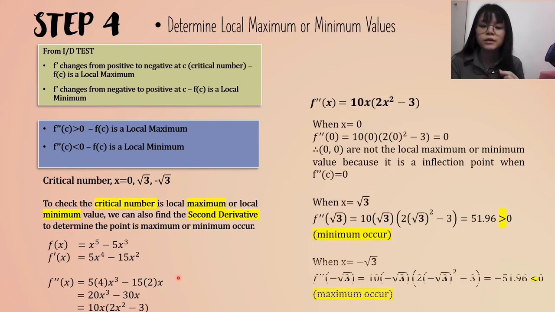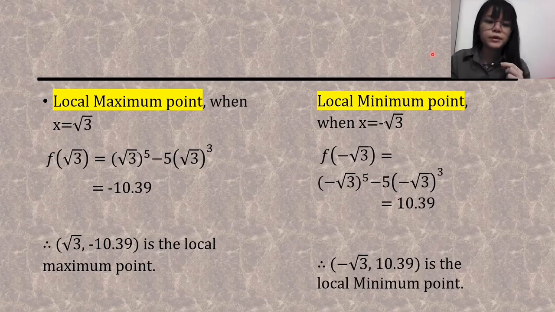And then we substitute the critical numbers into the second derivative. We got x is equal to square root 3, and the answer is greater than 0, so a minimum occurs. When x is equal to negative square root 3, the answer is less than 0, so a maximum occurs. For this part, we can substitute the critical numbers into f(x), so we get the local maximum and minimum points.